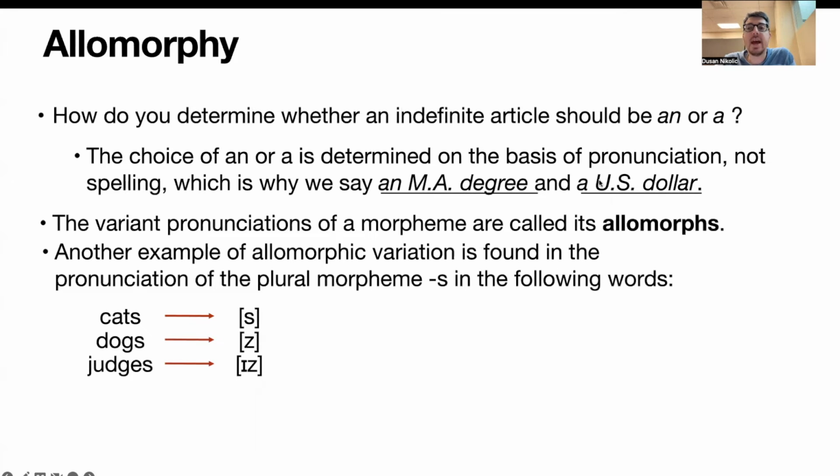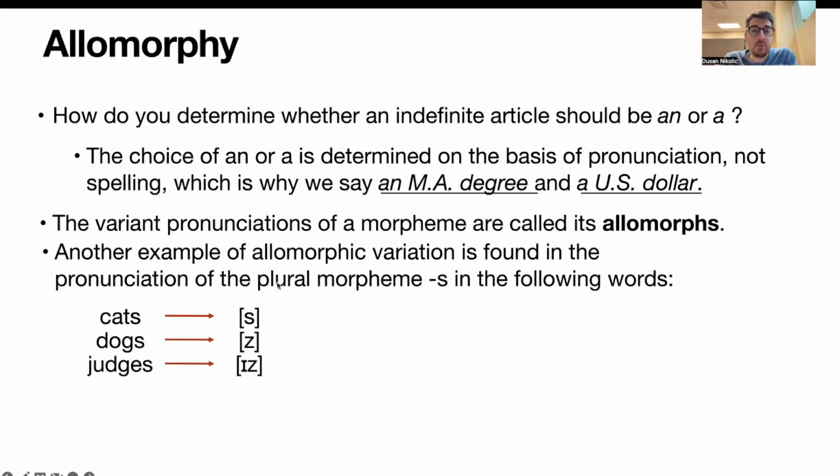A book, a toy, a computer. But we say an apple, an MA degree, an MVP, or an envelope, right? So this is how we will know. The variant pronunciations of a morpheme are called allomorphs. So just like you have allophones, you have allomorphs.